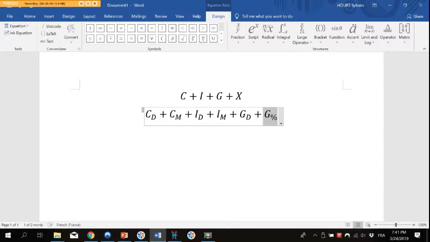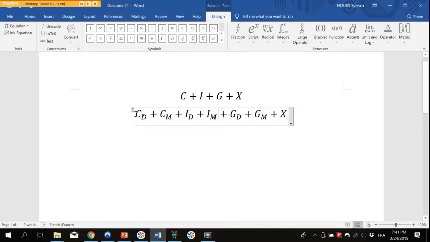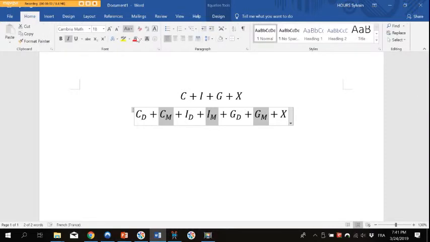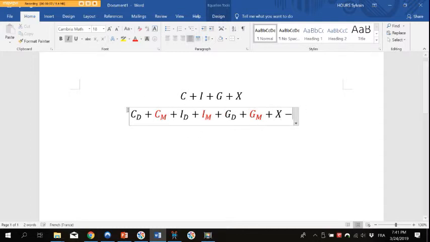Of course, this does not apply to exports. Is this aggregate demand? No, because remember, aggregate demand is only spending on domestically produced final goods and services. So if we want to have aggregate demand, we need to take out those components there. So that's what I'm going to do. I'm going to take them out.